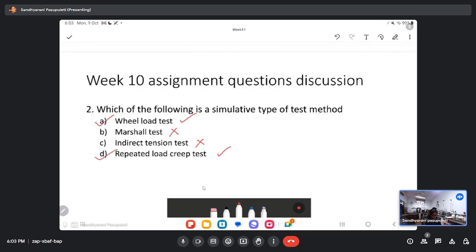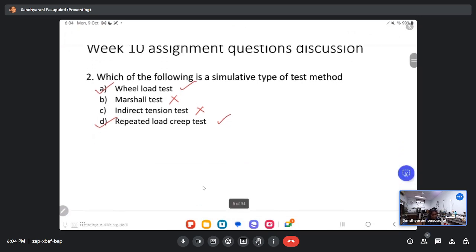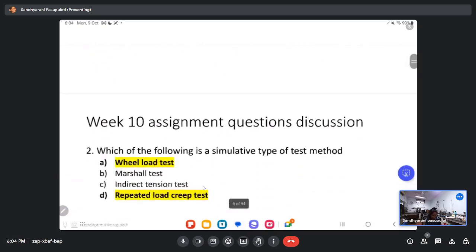If we specifically wanted to discuss, wheel load is a more simulative type of test method. In the repeated load test, we usually get the fundamental information, though it is a simulative type of test method. We get the fundamental information regarding the mixtures in the repeated load creep test, whereas in the wheel load test, we just get the pass or fail criteria. When I say fundamental information, that is the stress strain behavior of the material when it is subjected to particular test conditions. So this stress strain behavior will not be obtained from the output of the wheel load test, but it can be obtained from a fundamental test like the repeated load creep test.